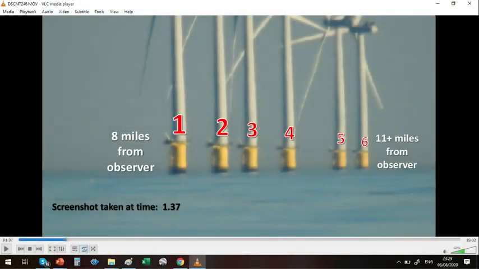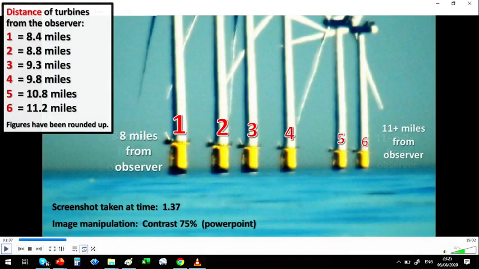Screenshot taken at time 137. The first windmill is 8 miles from the observer, and the sixth one is over 11 miles from the observer. Distance of turbines from the observer: 1 is 8.4 miles, 2, 8.8 miles, 3 is 9.3 miles, 4, 9.8 miles, 5, 10.8 miles, and 6 is 11.2 miles from the observer. All figures have been rounded up. The image manipulation is at contrast 75%.